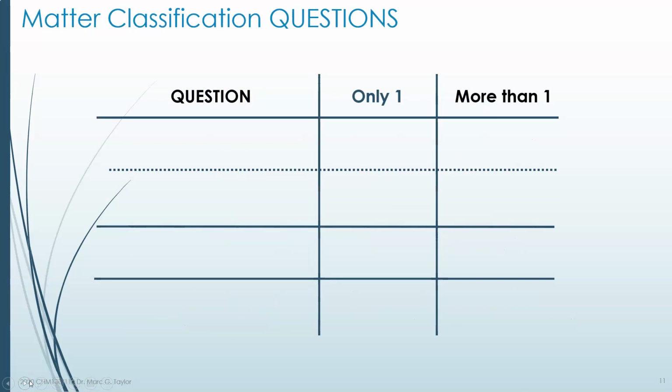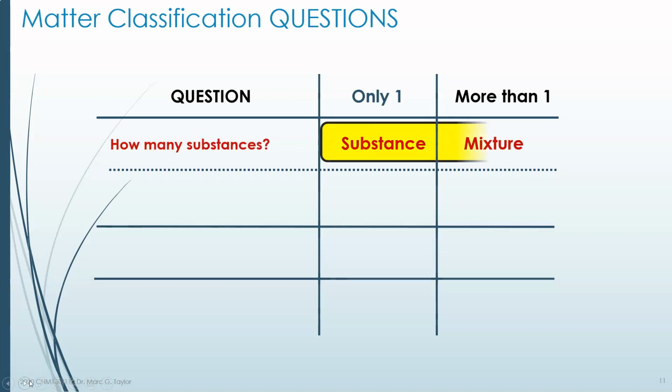So now we'll talk about the real questions to classify matter. There are 4 questions I've come up with here, and this is the order you should ask these questions whenever you're asked to distinguish between different types of matter. Let's go through the questions one at a time. The first question is, how many substances? Now you know how to recognize a substance. It has a single formula. If it's one substance, we call that a substance. If it's more than one substance, we call that a mixture.